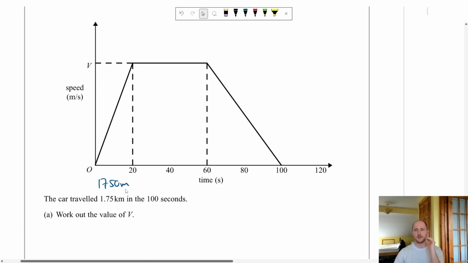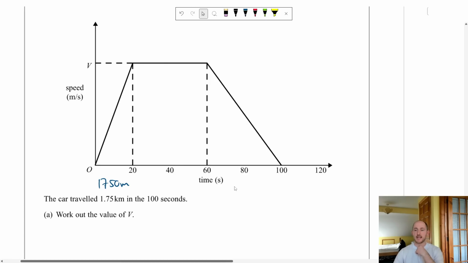So, how do you get distance from a velocity time graph? You work out the area underneath. Now, some people would change this into a triangle, a rectangle, and a triangle. You'll get the right answer, but I'm not going to do that. Why? Because when you have 3 different shapes, you are more likely to make mistakes.